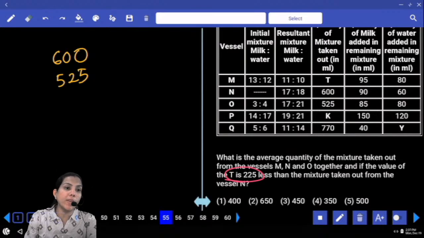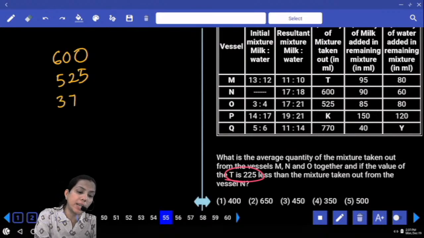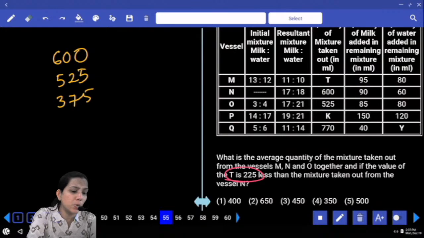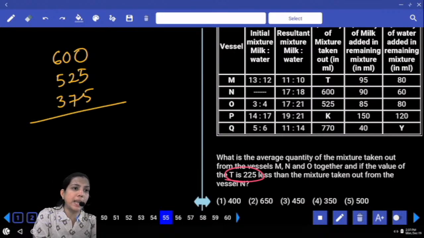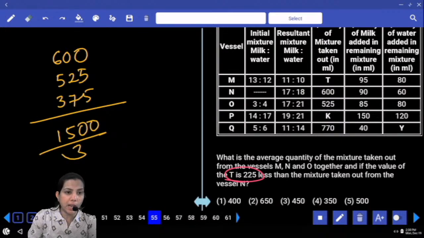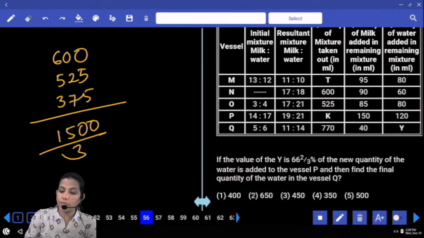What is vessel N mixture taken? 600 లో 225 తక్కువ అంటే వాల్యూ ఎంత అవుద్ది? 375. What is 375 plus 525 value? 900 plus 600, 1500. Average means by 3. So answer is equal to 500, fifth option. Next question number 56.